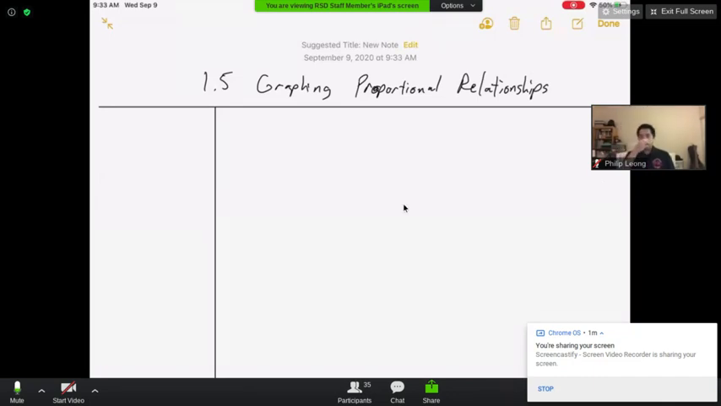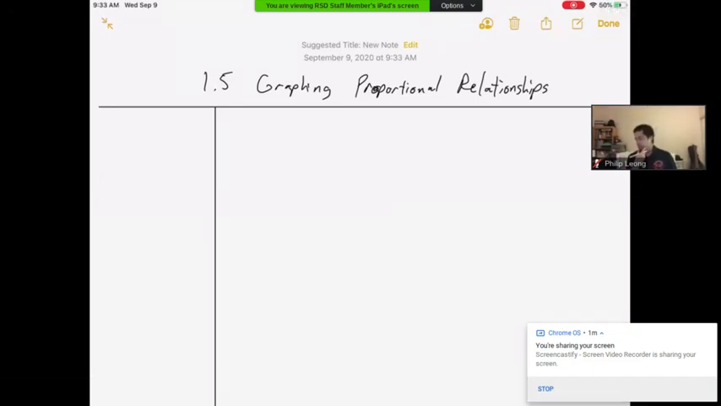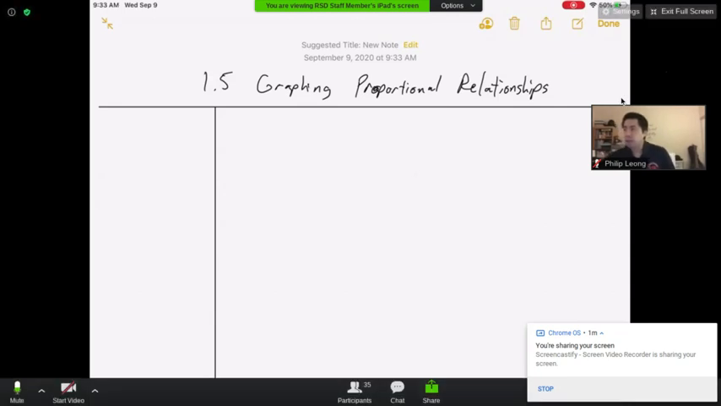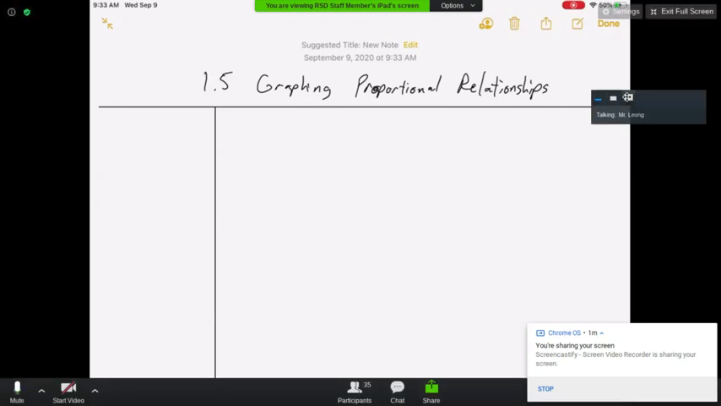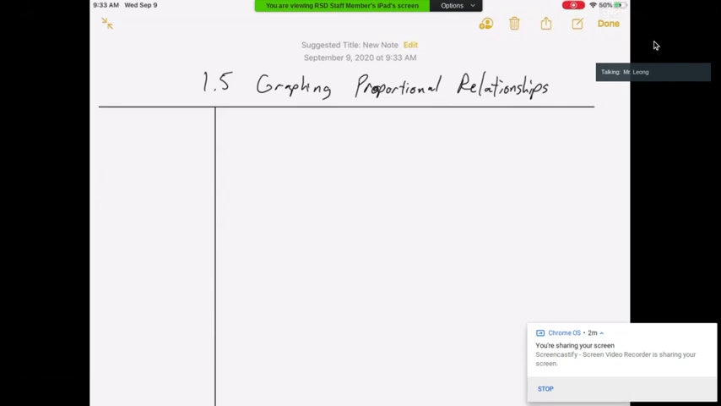All right, so today we're going to talk about graphing proportional relationships, and there are some pretty simple rules. Once you memorize those rules, it becomes super easy, something you can do with no problem. Okay, sorry, let me fix this. All right, so pretty simple rules to graphing proportional relationships.